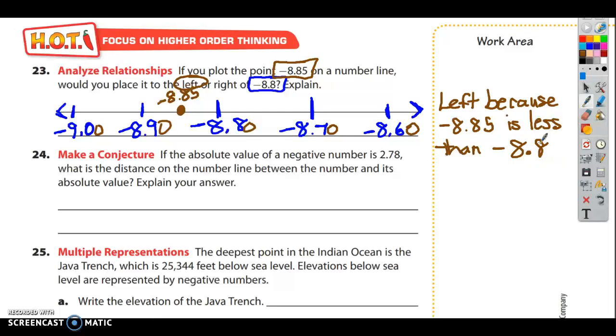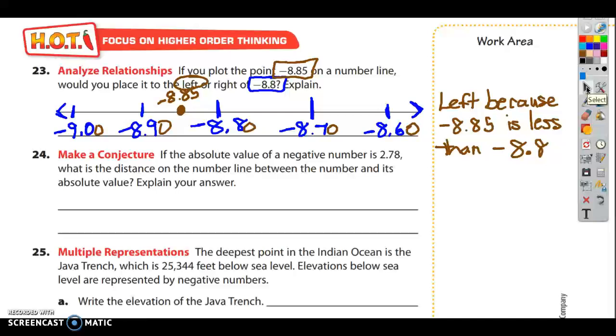Alright, if that was tricky to you, I hope you take a little bit of notes in your book and maybe rewatch this portion of the video just to make sure you understand it. Alright, let's move on to number 24. I think we have enough room here.